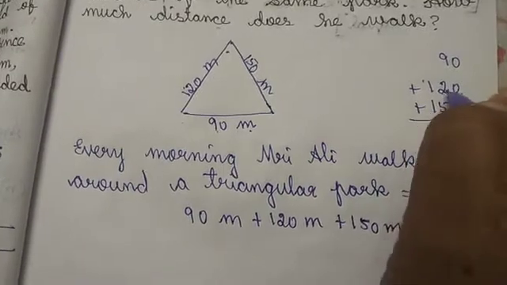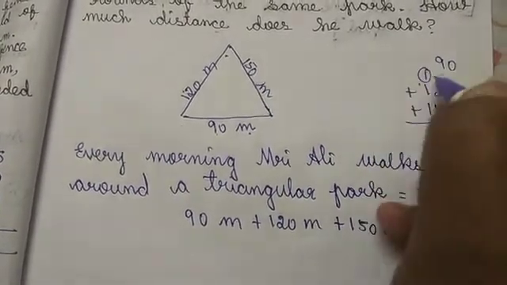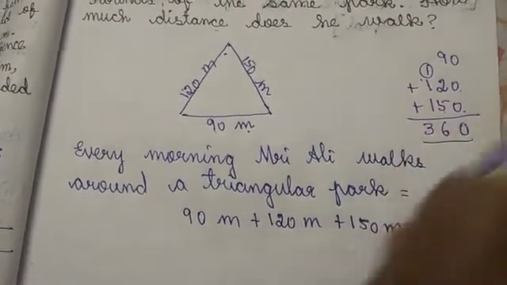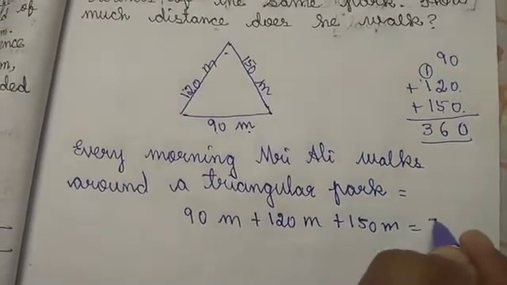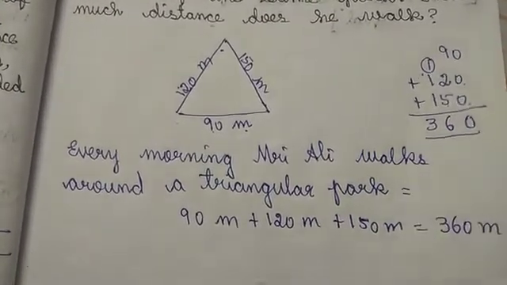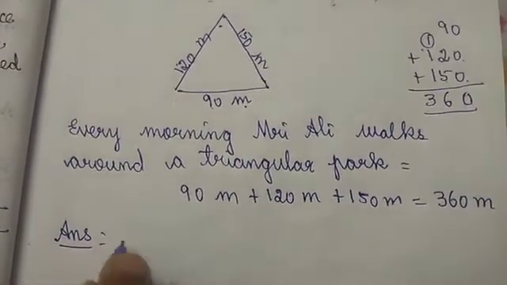9 plus 2, 11. 11 plus 5, 16. So 1 plus 1, 2. 2 plus 1, 3. So how much meter does he walk, children? 360 meter. How much distance does he walk? 360 meter. So for the first question, what's the answer?